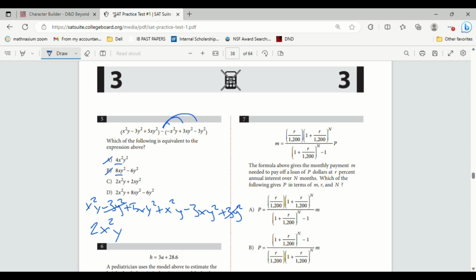Or sorry, 8xy squared. And what we have is 5xy squared minus 3xy squared, which is a plus 2xy squared. B didn't make sense because we had no more y squared term. Okay, so after combining like terms, this is what we're left with. So the answer is C.